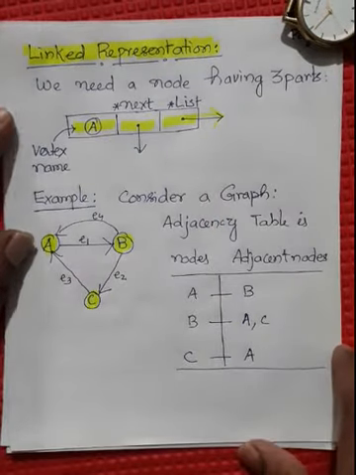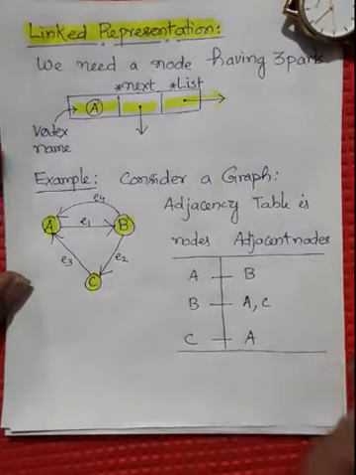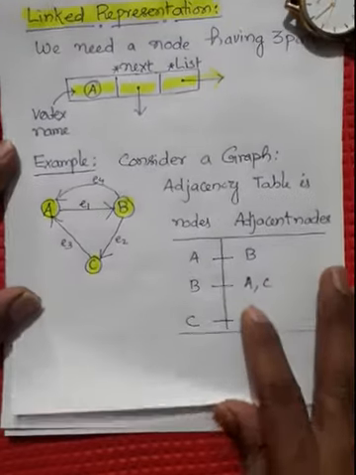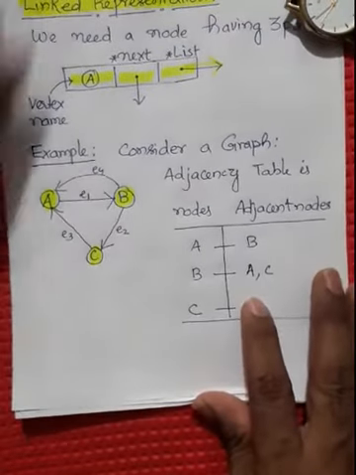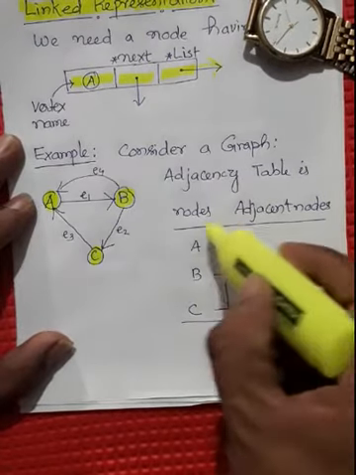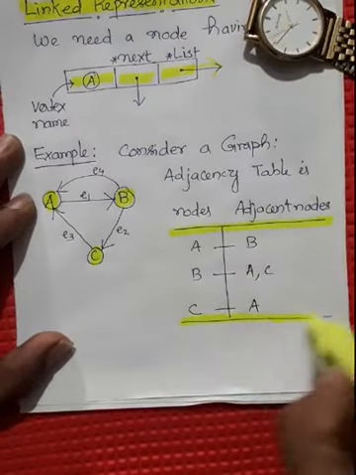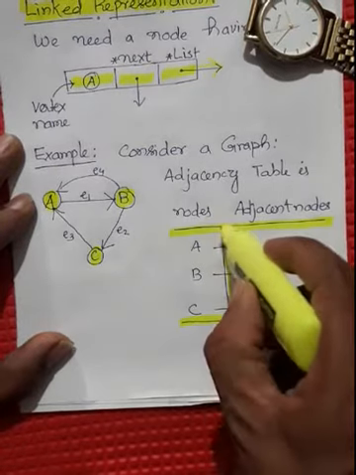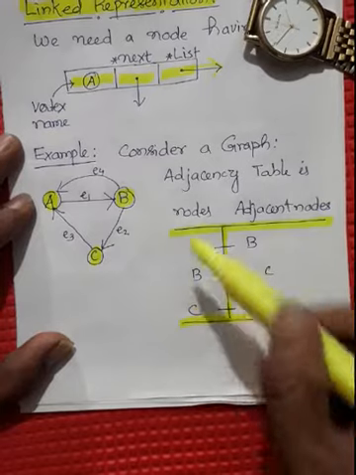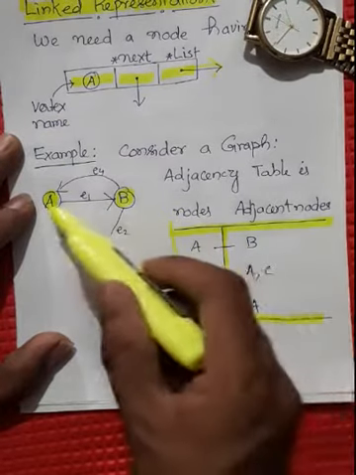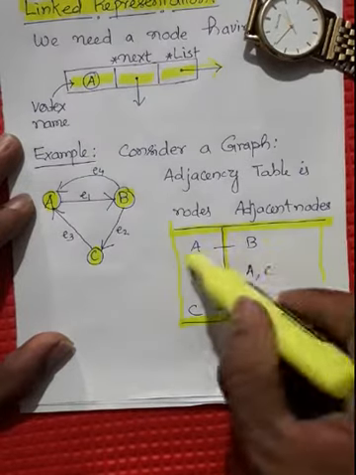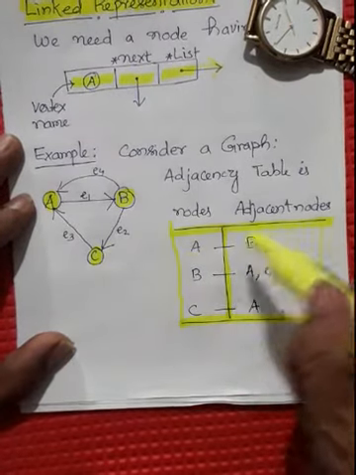To understand how we can make use of this node for representing a graph in linked representation, first of all, we can think of an example of a graph where we need to find the adjacency table. Here this is my adjacency table. In the adjacency table, we are simply writing serially whatever nodes exist. Say A, B, C are the nodes. Then from each node, what is the adjacent node? Adjacent node means neighbor node.